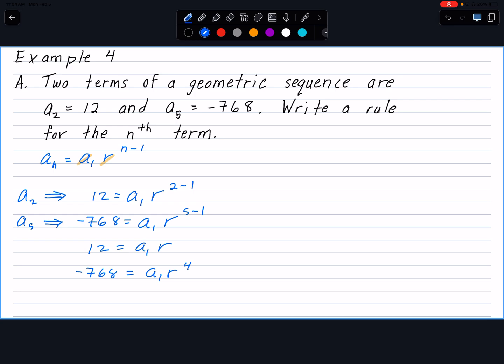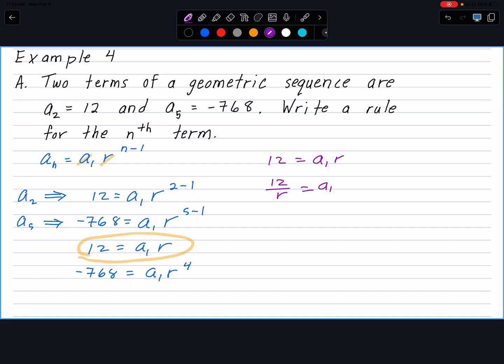Next, I'm going to take one of these 2 equations. It doesn't matter which. I'm going to grab this one, though I could grab the other one. And I'm going to solve it for the first term. In other words, first term on one side, everything else on the other. So I take 12 equals the first term times the common ratio. I solve it for the first term by dividing both sides by r. So I get 12 divided by r equals the first term. All I've done is rewrite the orange highlighted expression.